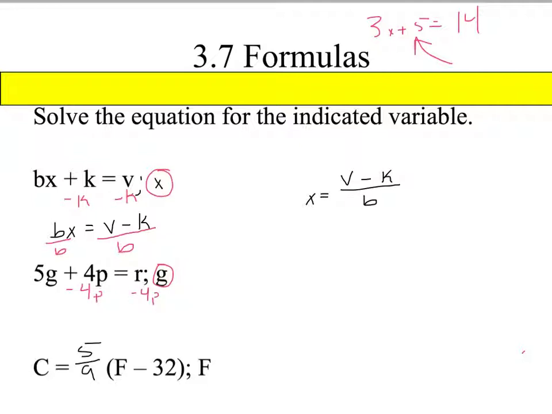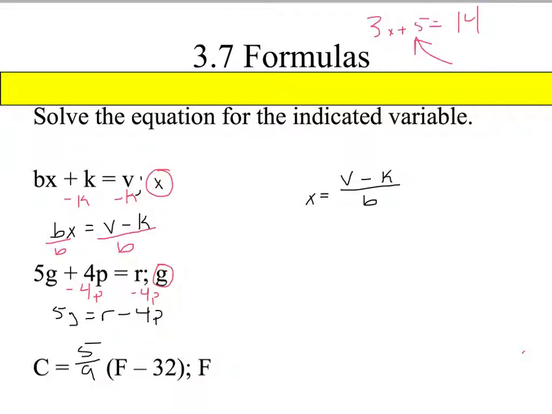Now, you might be asking, why didn't I divide there? Remember, what's happening to the 4p as a whole? It's being added in the problem, not being multiplied. Multiplication is happening between the 4 and the p, but not to the overall expression of 4p. I'm going to move the entire expression of 4p over to that right side. So now I have 5g is equal to r minus 4p. Again, I cannot combine r's and p's. It's impossible, because they are two different things.